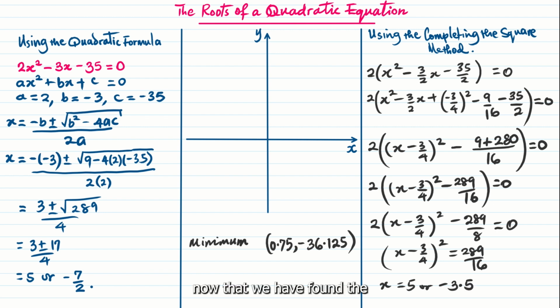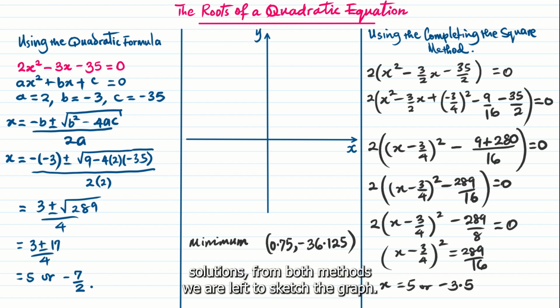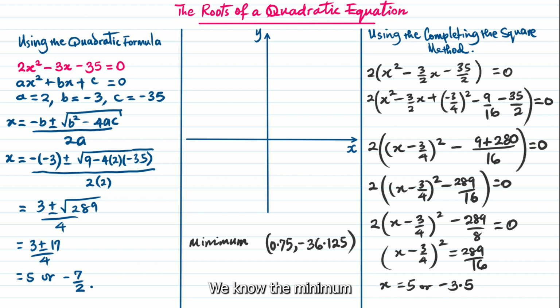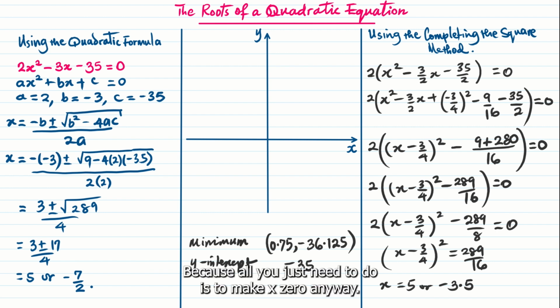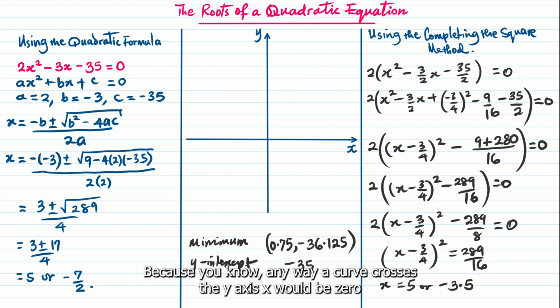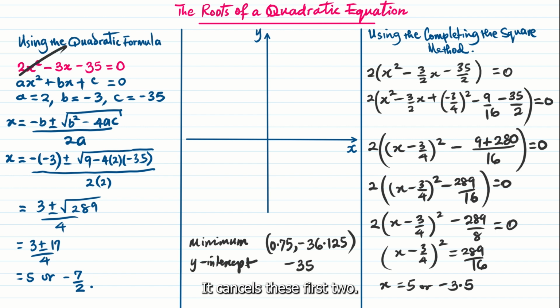Now that we have found the solutions from both methods, we are left to sketch the graph. We know the minimum already. Now, can we pick out the y-intercept? We know the y-intercept will be at negative 35, because all you need to do is make x 0, since your curve crosses the y-axis where x is 0. If you make x 0, it cancels this first 2, and then you're left with negative 35.